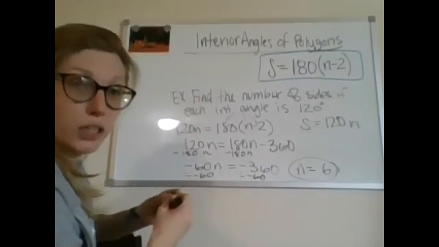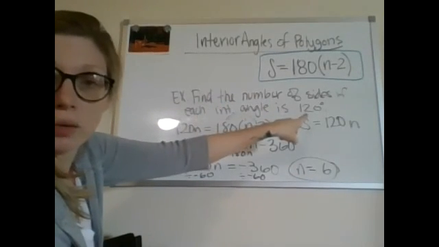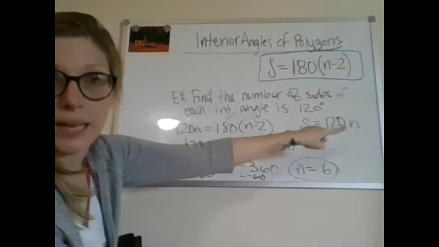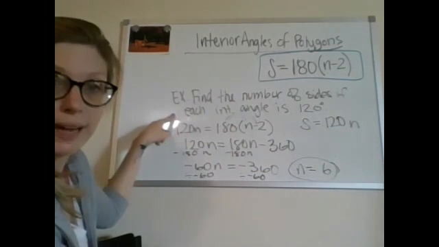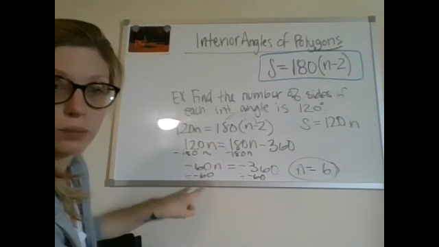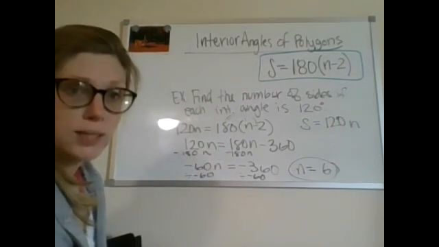I know this one's very tricky. Take it step by step. So whatever it tells you each angle is worth, the sum will be that amount times n. Replace that for S. Distribute 180, combine like terms, and solve, and you will get to your answer. Okay? But if you have any questions, let me know.